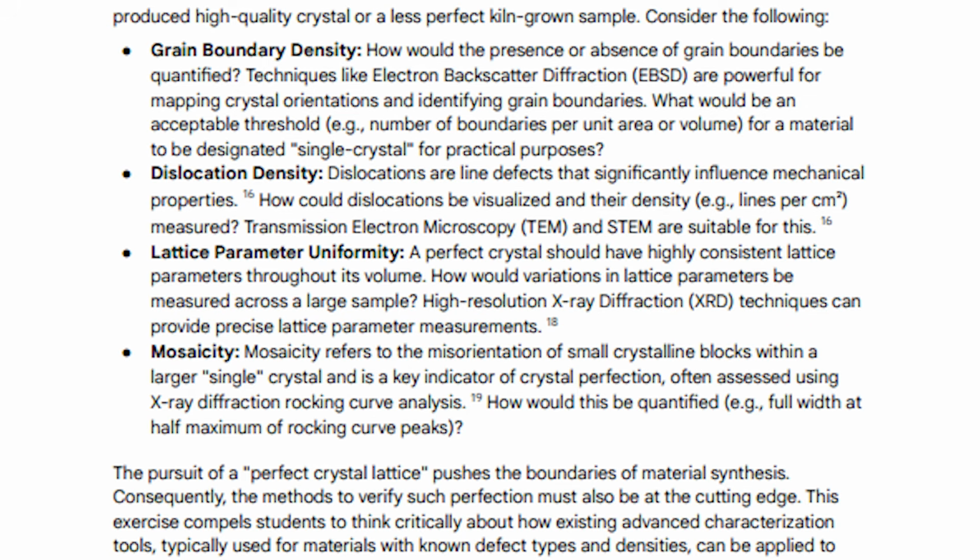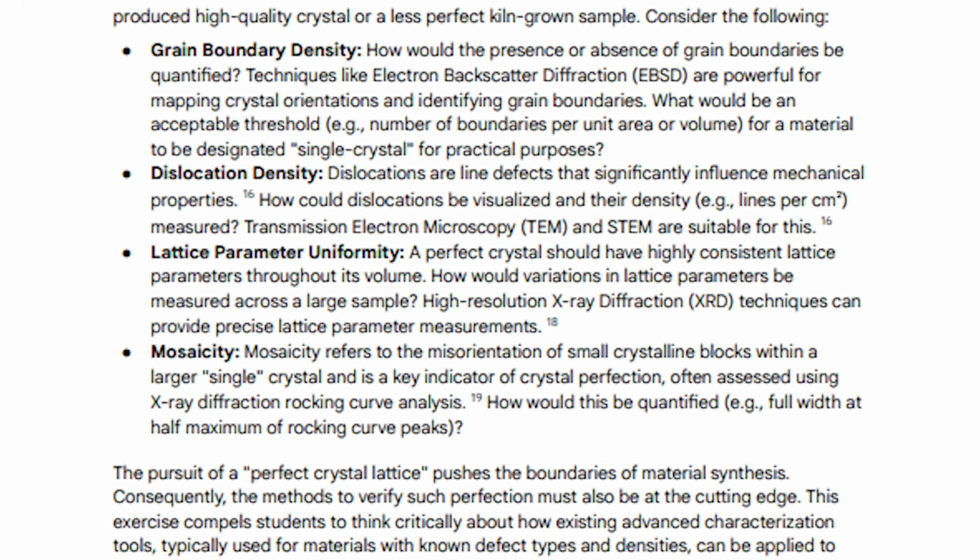Grain boundary density. How would the presence or absence of grain boundaries be quantified? Techniques like electron backscatter diffraction, EBSD, are powerful for mapping crystal orientations and identifying grain boundaries. What would be an acceptable threshold, e.g., number of boundaries per unit area or volume, for a material to be designated single crystal for practical purposes?